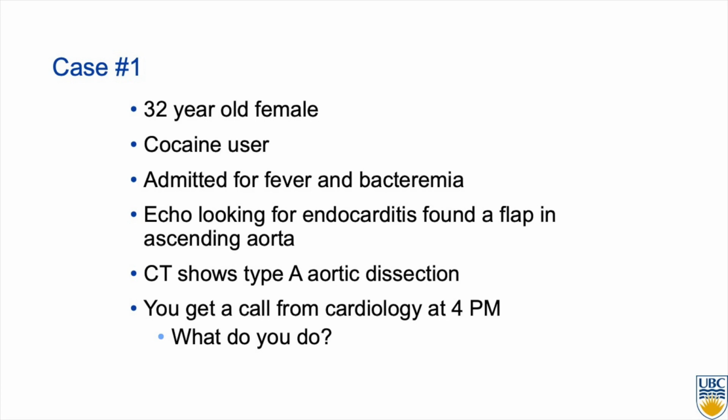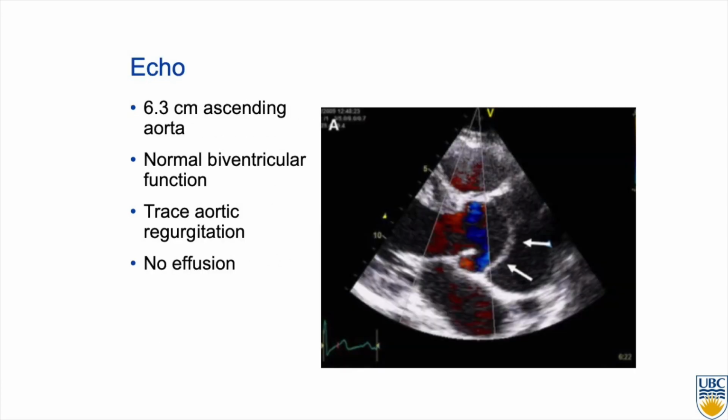The first case is one of a 32-year-old female who is a drug user who's being admitted for fever and bacteremia, who underwent an echocardiogram looking for endocarditis, and they had an incidental finding of a flap in the ascending aorta. The CT shows a type A aortic dissection. It's 4 in the afternoon, and you get a call from your cardiology colleagues. On this view, you can appreciate the flap in the ascending aorta.